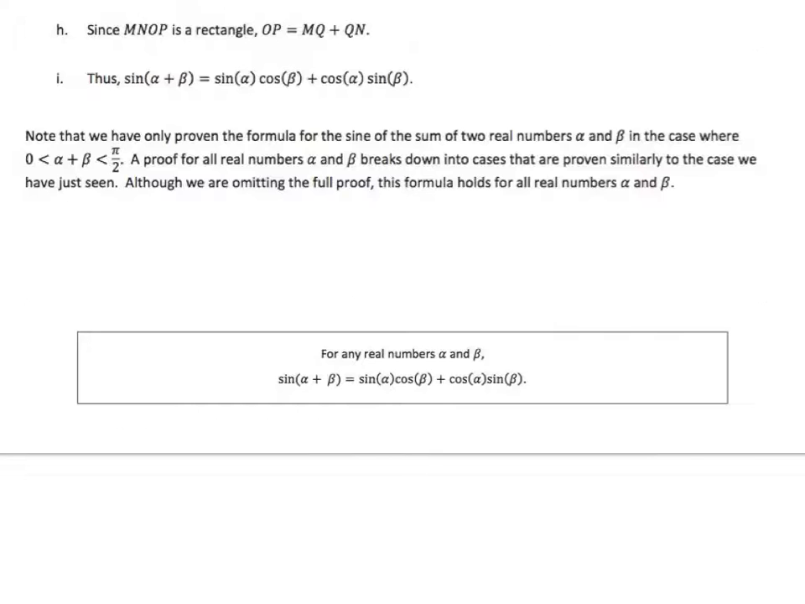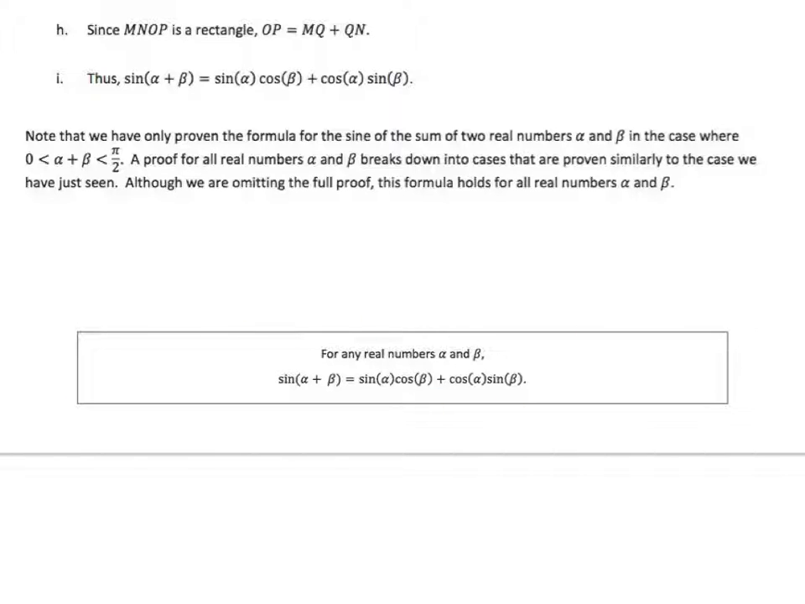Okay, next slide. Since MNOP is a rectangle, OP is equal to MQ plus QN, right? And we just said that MQ is sine alpha cosine beta and QN is cosine alpha sine beta. So that's side OP. Therefore, sine alpha plus beta, which we've already had the side of that rectangle labeled, equals sine alpha cosine beta plus cosine alpha sine beta. You have the drawing in front of you, so you can go back and look. So we just proved that identity.